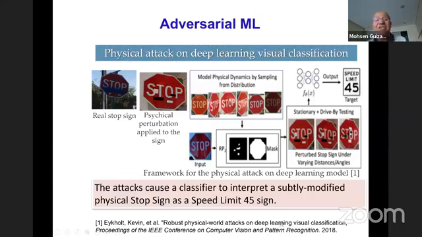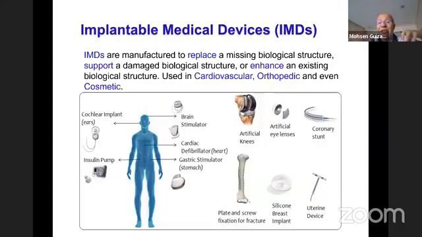We can extend this to implantable medical devices. The devices are implanted inside our bodies to replace a missing biological structure, or to support some function, like here a brain stimulator, cardiac defibrillator, artificial knee, and so on and so forth. So we can use these to extend the lifetime of these IMDs, because we don't want to operate on the person to replace a battery or to extend their life.